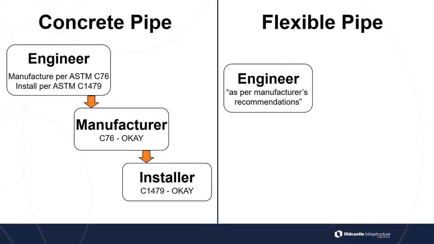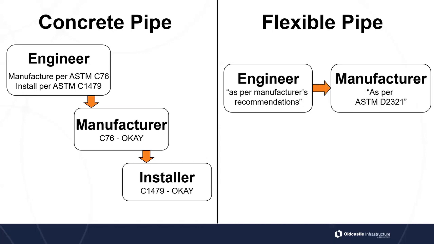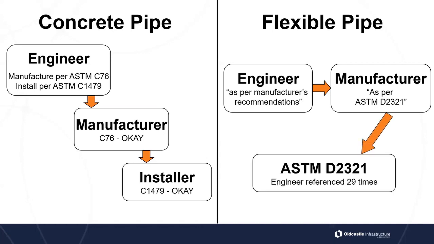For flexible pipe, the engineer calls out per manufacturer's recommendations. We go to manufacturer's recommendations, and it says over and over, as per ASTM D2321. And what does D2321 reference? The engineer's responsibility, almost 30 times, what your responsibility is as the engineer. So that responsibility comes back to you. If it fails, if there's an issue with it, sorry, engineers, but it's going to be on you.